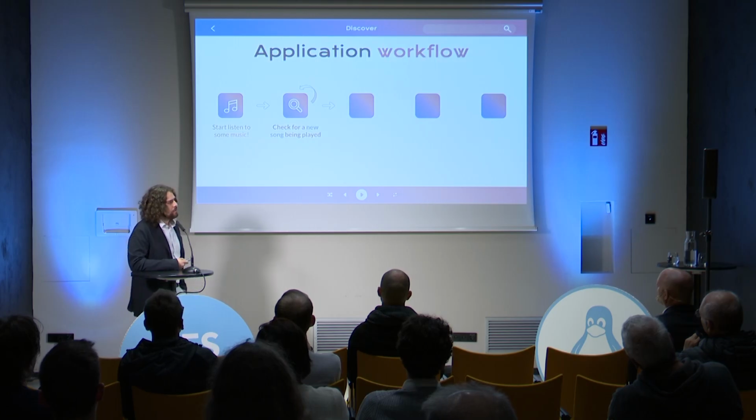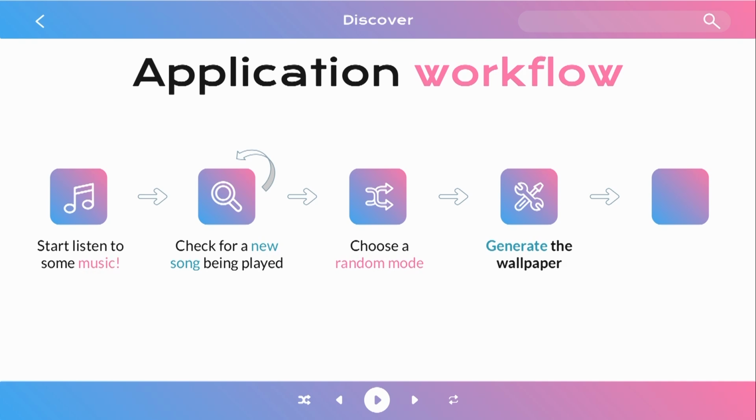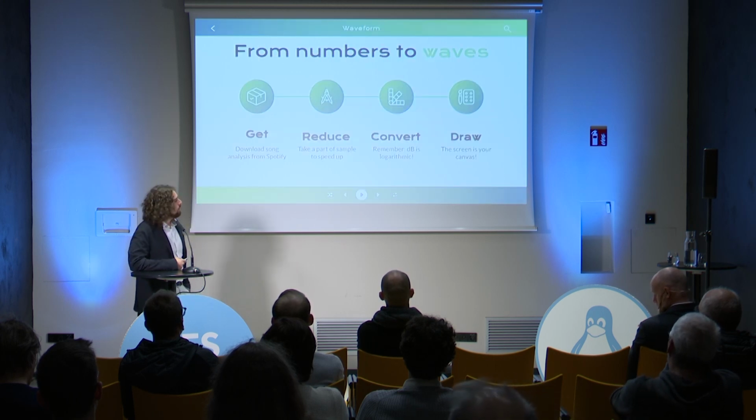The application checks every second, calling the Spotify API, for the song you're listening to, and if it finds that the song is different from the previous one, it starts all the operations to generate the new image. So it chooses a random mode from the ones we saw in the previous slides, and then starts the actual operations to generate the image, which are different for every mode. In particular, I'd like to share some insights and challenges I faced while developing the app, for two modes. The first one is the waveform mode.